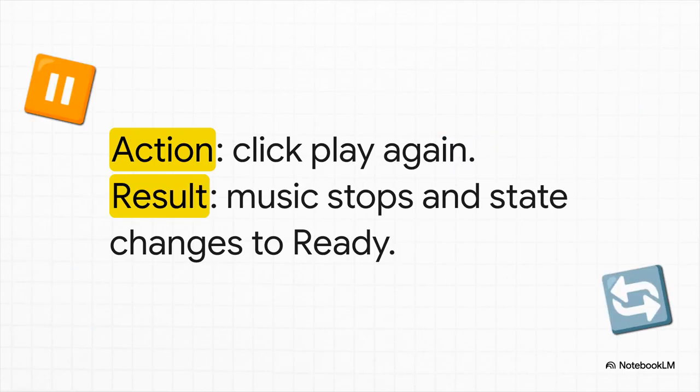Now the player is in the playing state. The music's going. The user does the exact same thing. They click that play button again. But because we're in a different state, the result is totally different. This time, the click play method in the playing state object stops the music and transitions the player right back to the ready state. Same action, different state, completely different outcome.